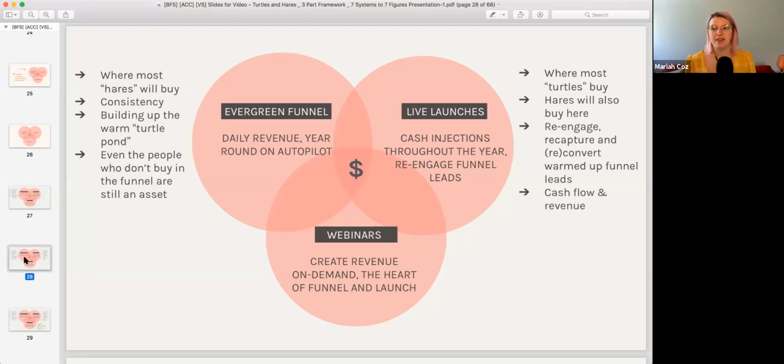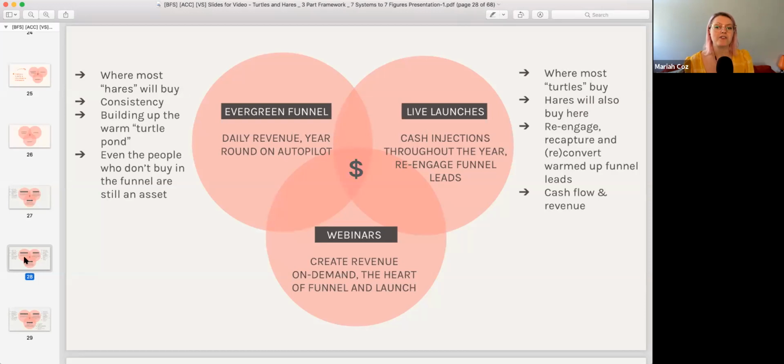So let's say that a turtle went through your evergreen funnel 6 months earlier and they didn't buy because they're a turtle, right? They didn't buy. Well, now they've been warmed up by going through your evergreen funnel and by being on your email list for 6 months. Now they're going to buy during your next live launch. Okay. So the live launches are really important because they are a way for you to create cash injections throughout the year in your business.